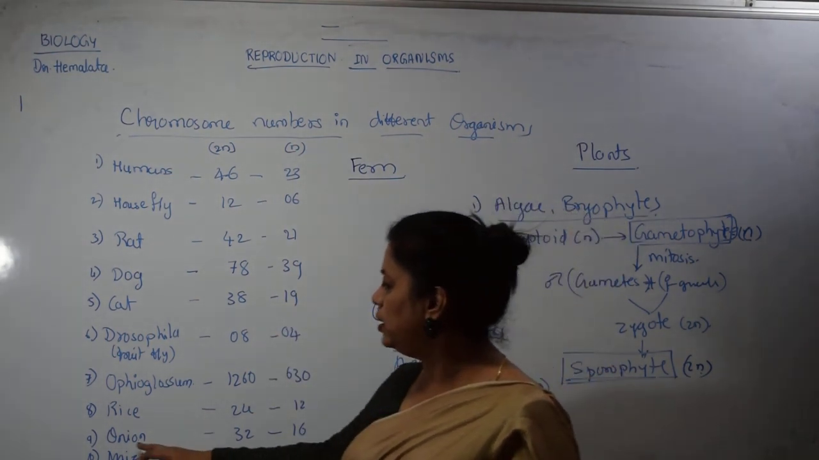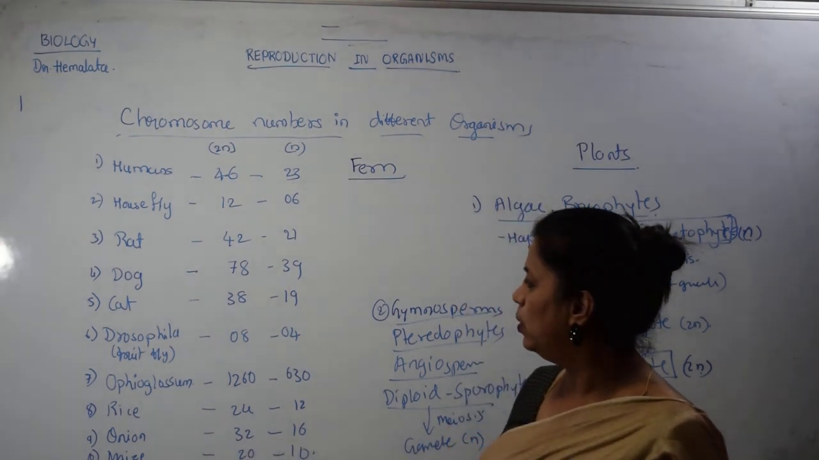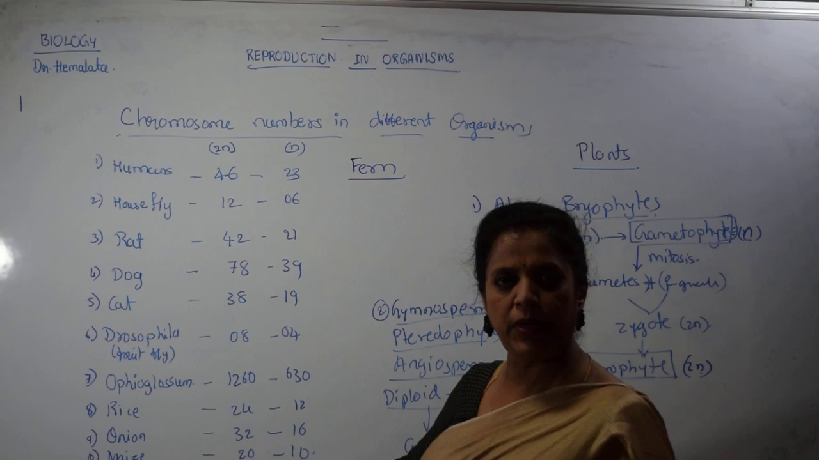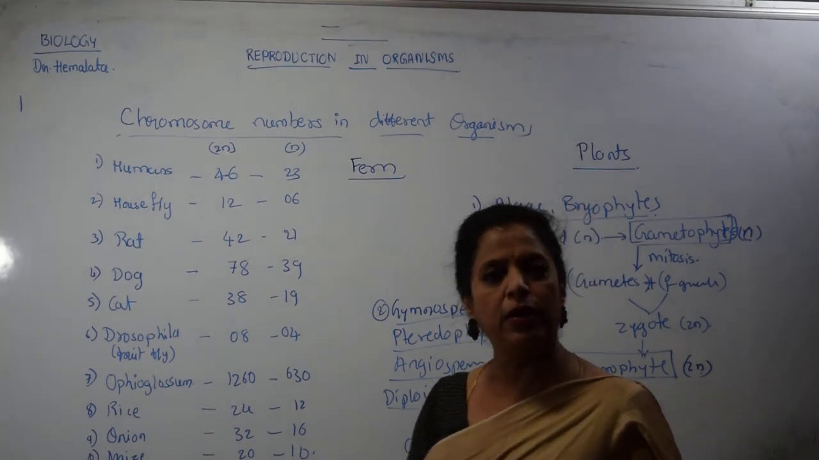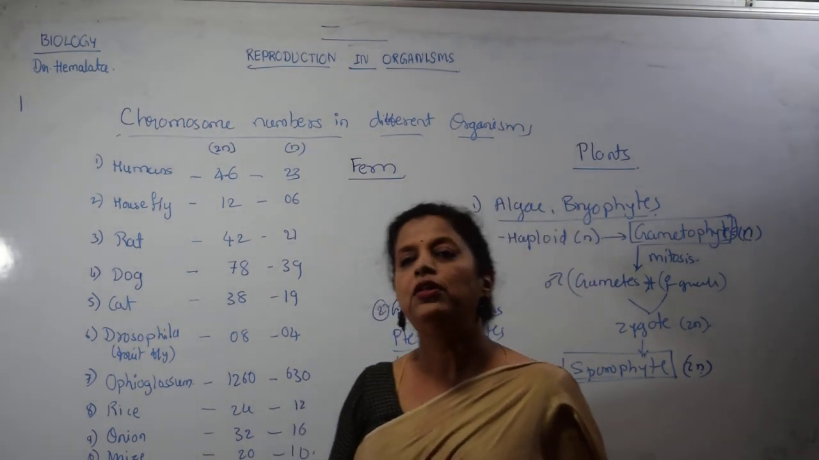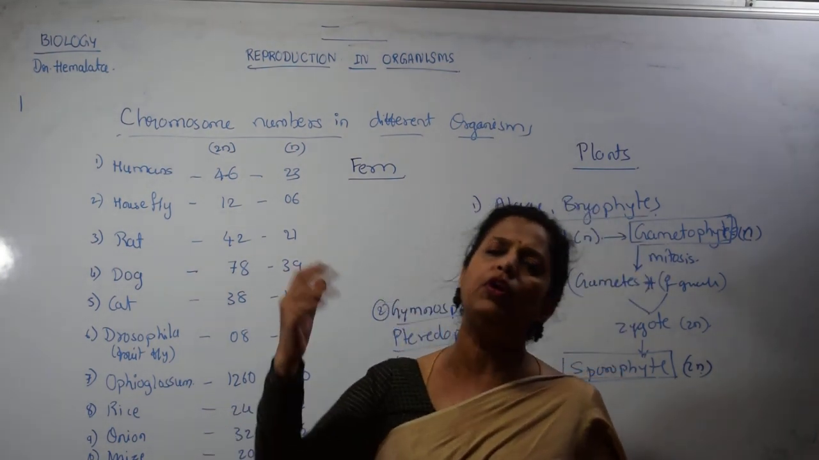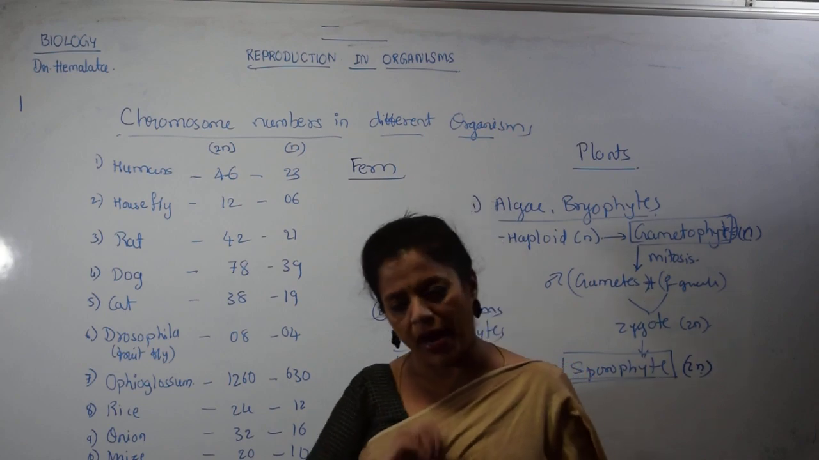Now, coming to onions, we have chromosome number 32 and the haploid number is 16. Maize has 20 chromosomes in somatic cells and 10 in the germ cells. Okay, these are the total chromosome numbers in these organisms. Some more, if you get them, wherever you get them, you add them.